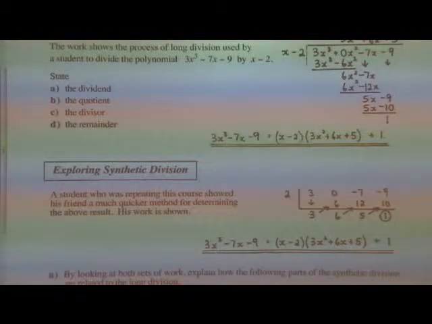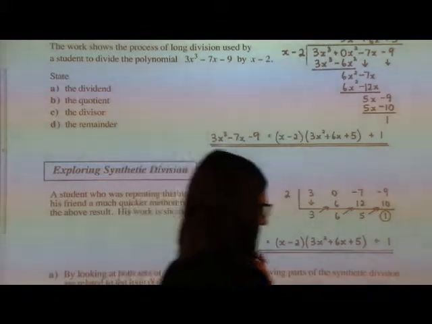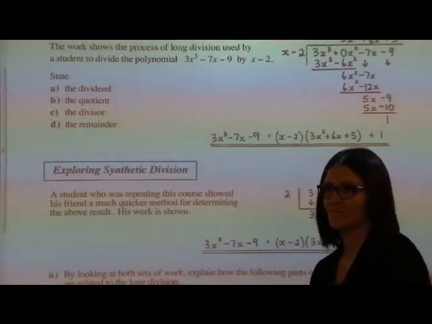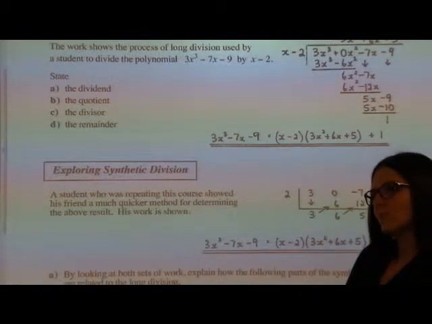Where does the 2 come from? The 2 that's on the left side, where does that come from? Is that from the x minus 2? That's from the x minus 2. Specifically, how could I use that x minus 2 to get that 2? Is it just the constant, or could it be more? Is it what you're dividing by? Kind of.